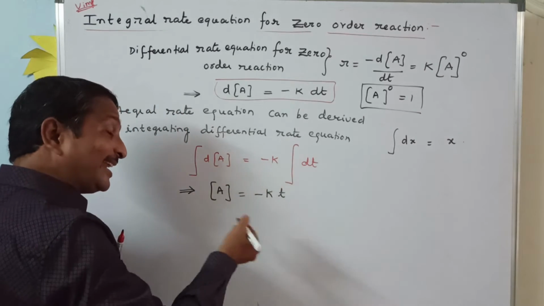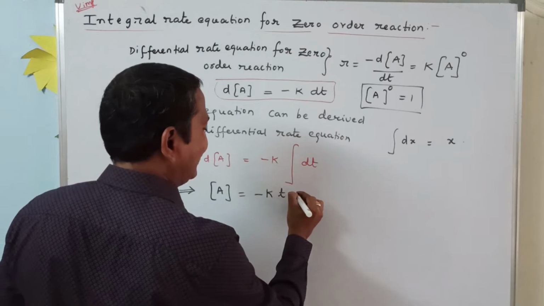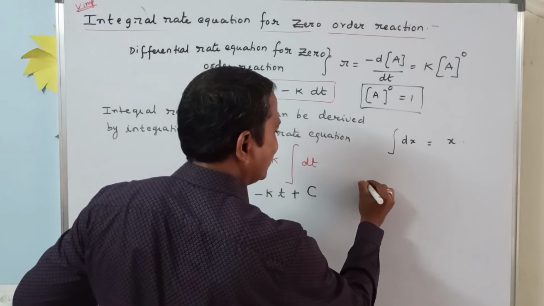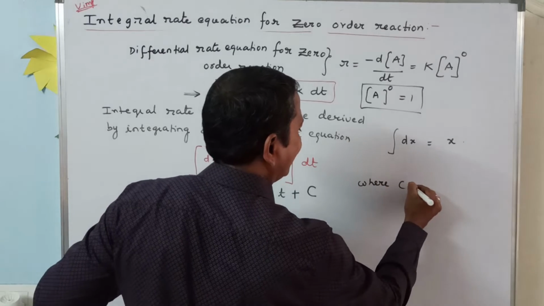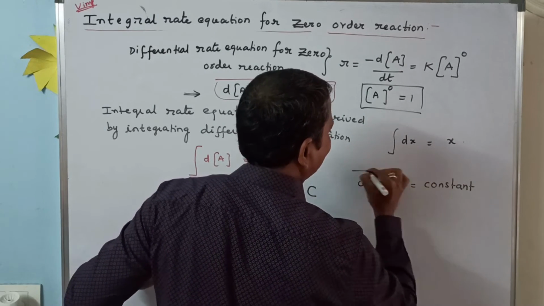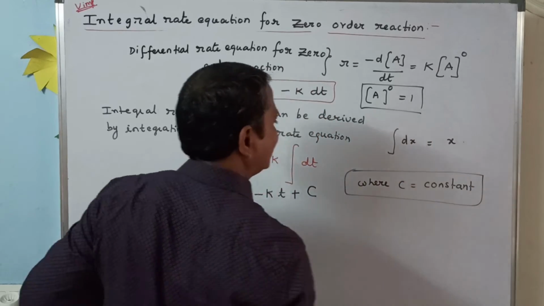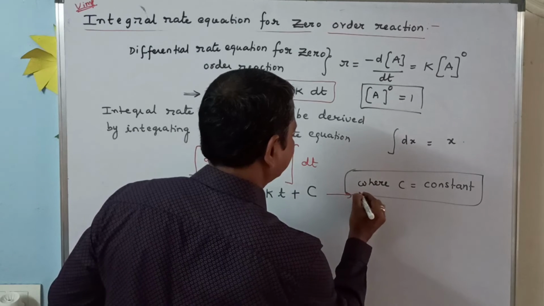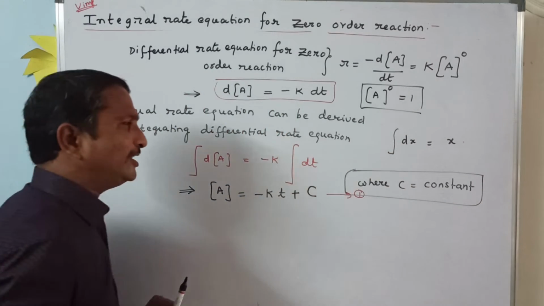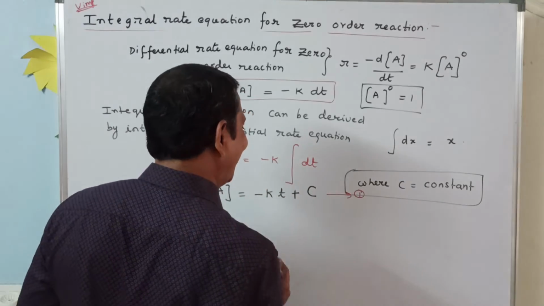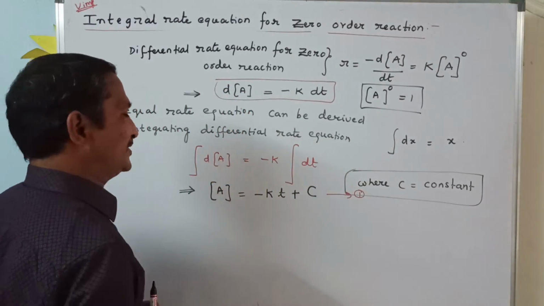If we integrate, we should take some constant c, where c is equal to the integrating constant. Let it be 1. How can we calculate the value of c? The value of c can be calculated by substituting values.